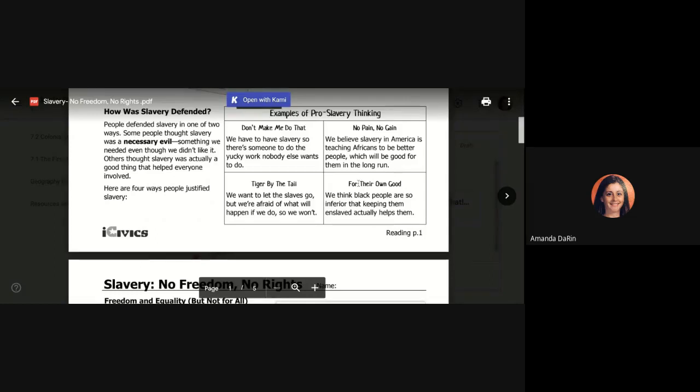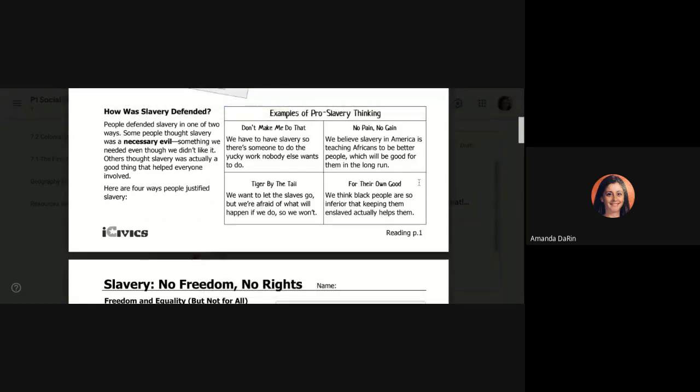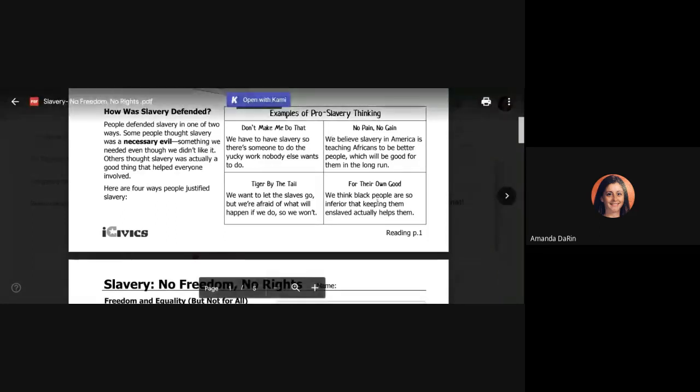And then the last example, for their own good. We think Black people are so inferior that keeping them enslaved actually helps them. And I think, just to point out, these are four different examples of the way that some pro-slavery people justified slavery.